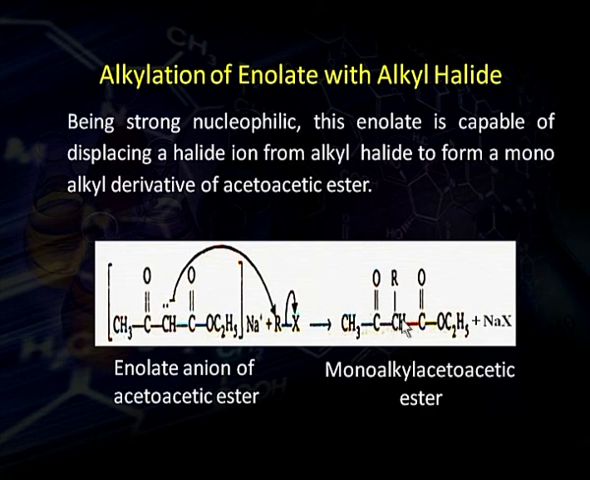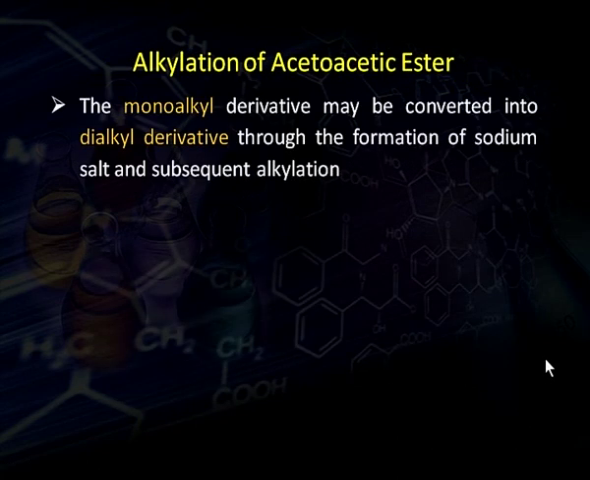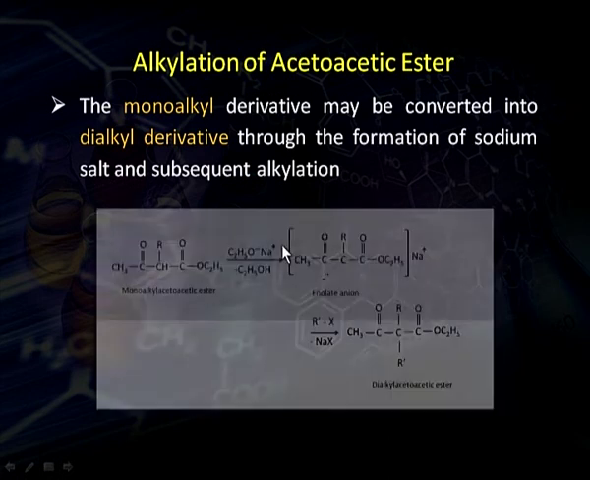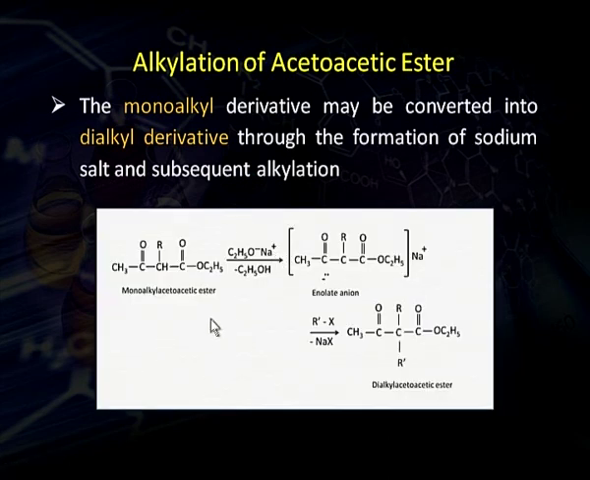Now, this compound still has one more reactive hydrogen. The monoalkyl derivative may be converted into a dialkyl derivative through the formation of the sodium salt and subsequent alkylation. Monoalkylated acetoacetic ester, upon treatment with sodium ethoxide, loses the acidic hydrogen, forming an enolate anion. This sodium enolate anion, upon treatment with RX, undergoes a nucleophilic substitution reaction and forms dialkylated acetoacetic ester.